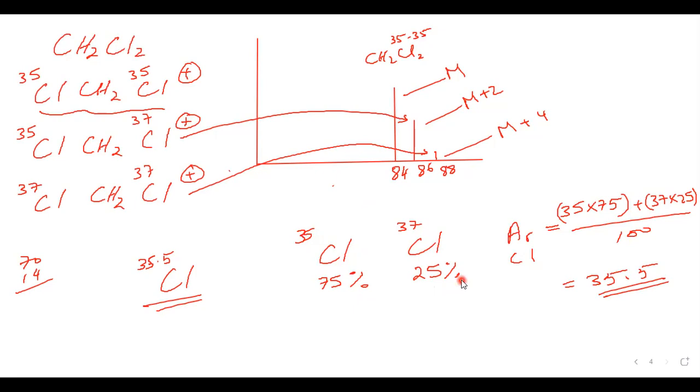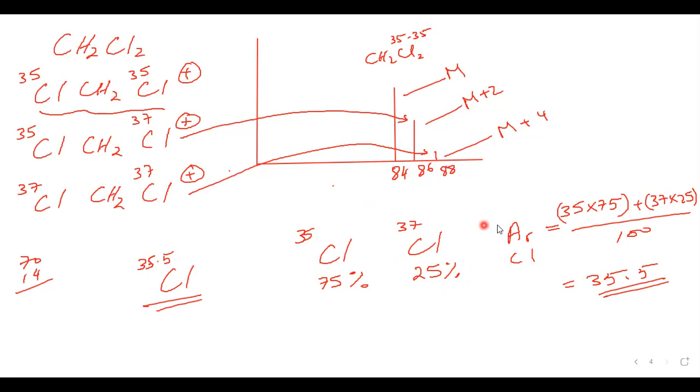But in mass spectrum, we do not consider them together as a whole entity, but we will consider every isotope alone. Understand? Yes, I got it. Okay.